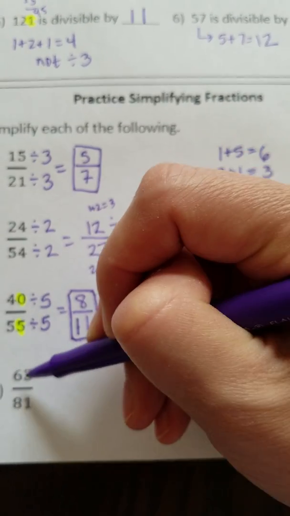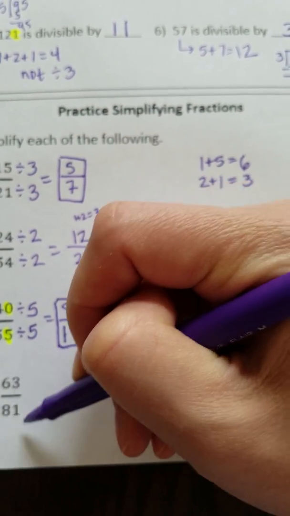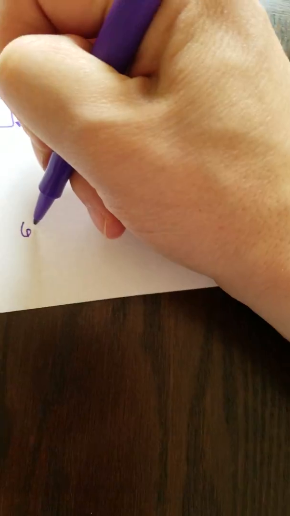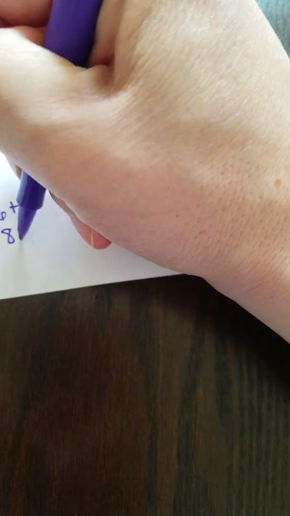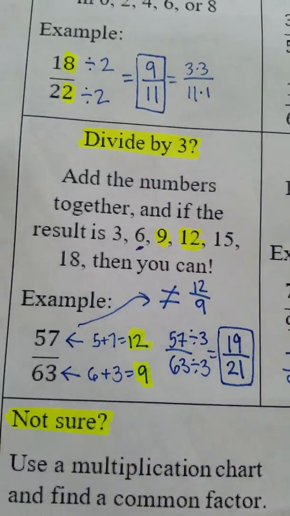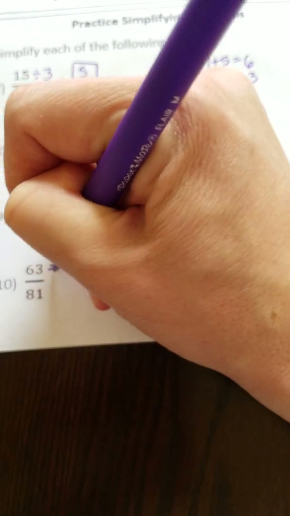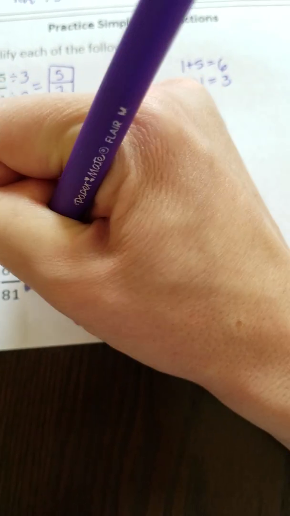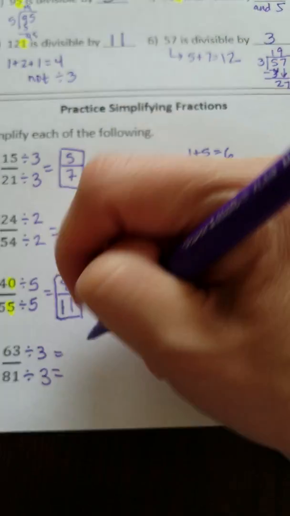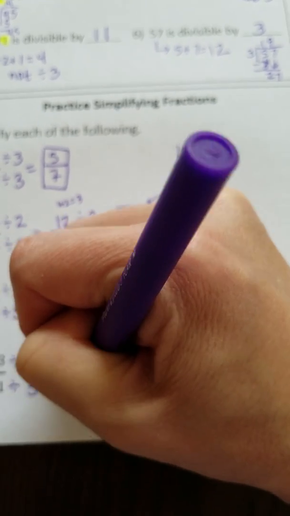So you'll notice they're not even, they don't end in an even number, not ending in 5, not ending in 0. So we should check to see if these are divisible by 3. If they're not divisible by 3, you have to use a multiplication chart. But you will notice that they both are 9, and 9 is a number to check for dividing by 3. So therefore we can divide by 3. And if you use your calculator, you should get 21 over 27.